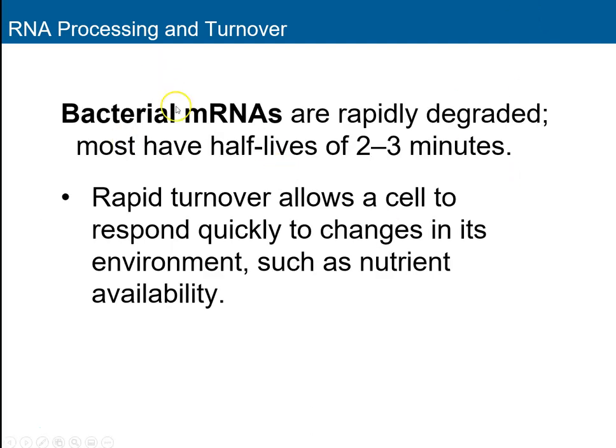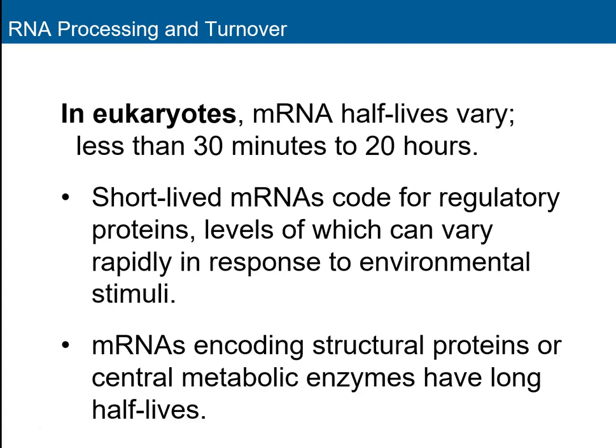In terms of bacterial mRNAs, they're rapidly degraded, super quickly, with a half-life of about 2 to 3 minutes, because they don't have as much regulatory capacity as eukaryotic cells do. In eukaryotes, mRNA half-lives will vary. Some can be 30 minutes, some can be up to 20 hours. Short-lived mRNAs code for regulatory proteins, which need to vary or change quickly. mRNAs that encode structural proteins or metabolic enzymes that are used all the time in the cell have really long half-lives.